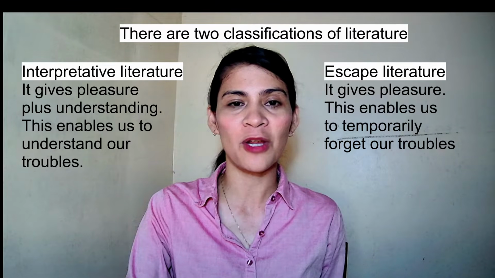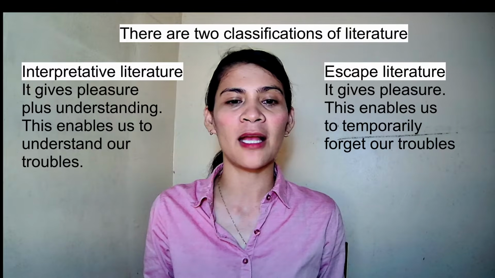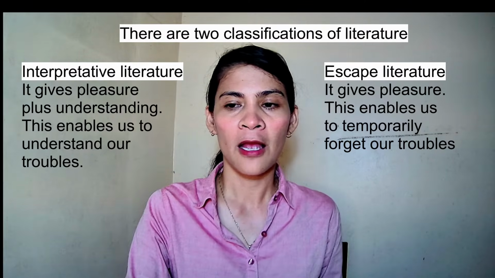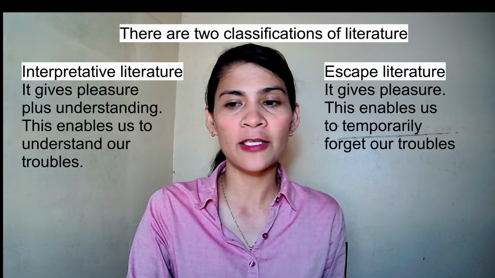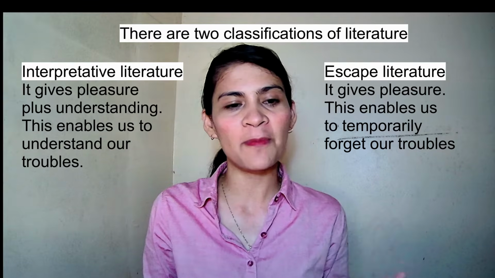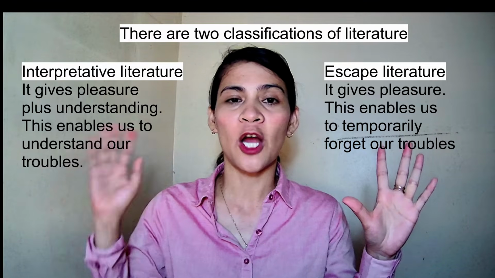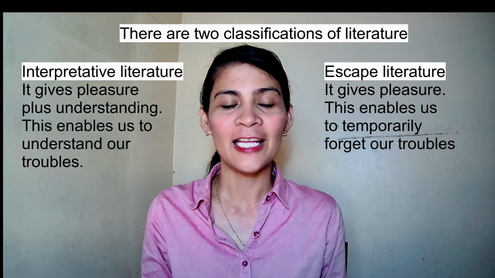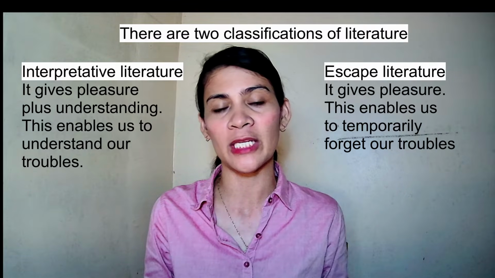From the word itself, escape, we are trying to get away from our problems. While interpretative literature enables us to understand our troubles, our problems, our difficulties. So the object of escape literature is pleasure, right? The object for escape literature is pleasure, while the object of interpretative literature is pleasure plus understanding, right? So from the word itself, interpretative, we are trying to interpret our feelings, our troubles, our difficulties.